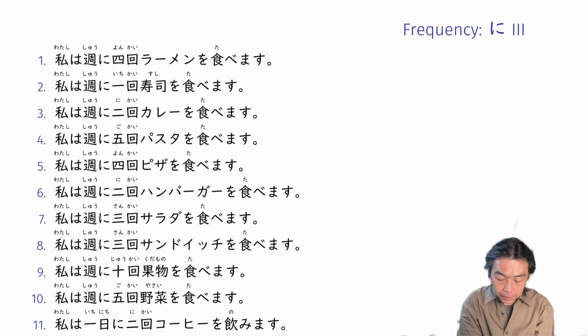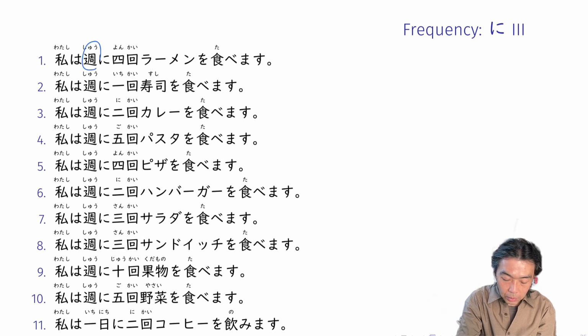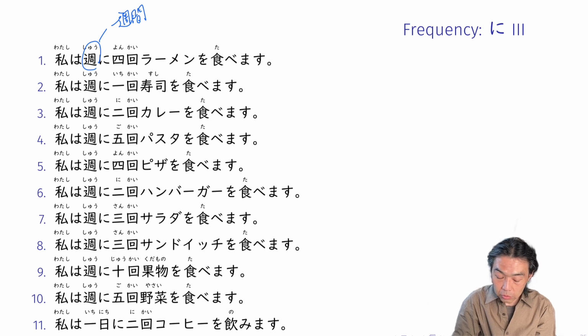So let's do examples. 私は週に4回ラーメンを食べます。 So here, this one even dropped 1. 週 means 1週間. Like I said, kan can get dropped, but when it's 1 week, you can also drop the one.